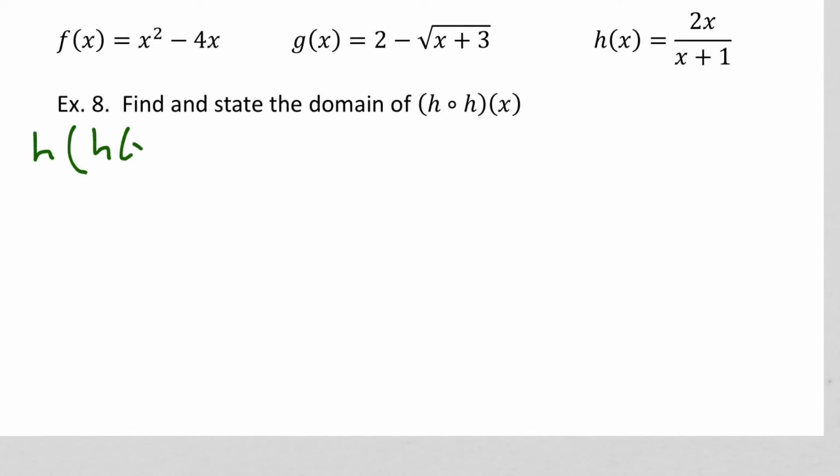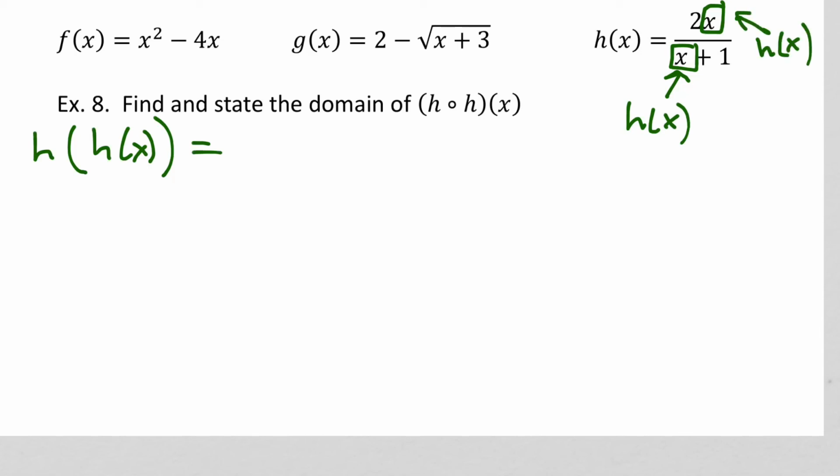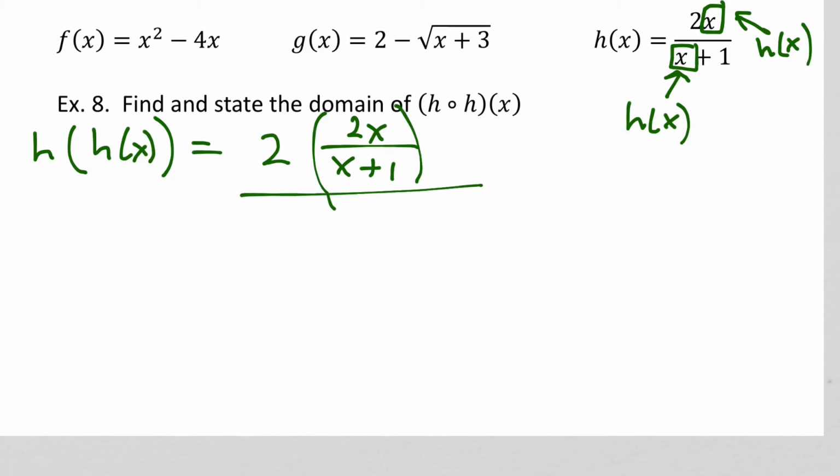H of x. We're going to use the h function twice. So here's the h function. We have two inputs here. We're going to have to put h itself in both of these places to create h of x. So let's do that. We've got 2 times h itself, which is 2x over x plus 1, and then on the bottom we have h of x plus 1. H of x is 2x over x plus 1 plus 1.